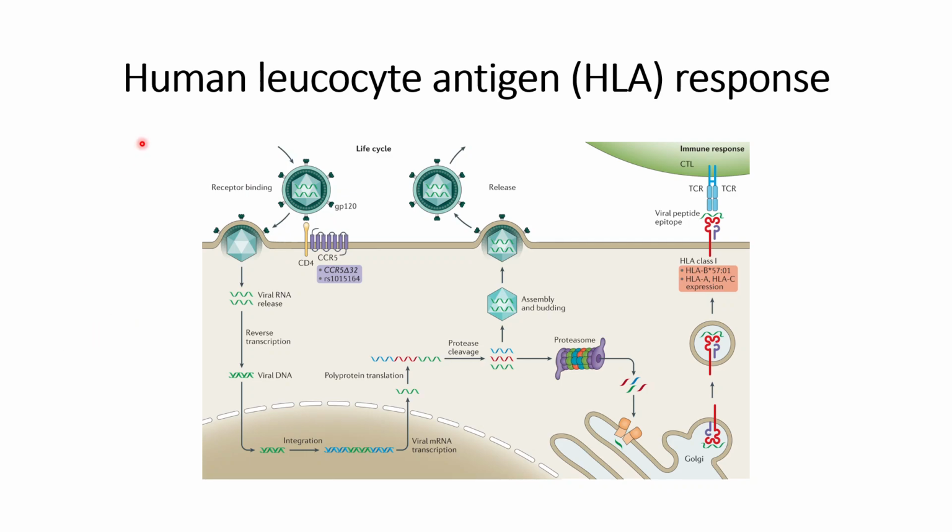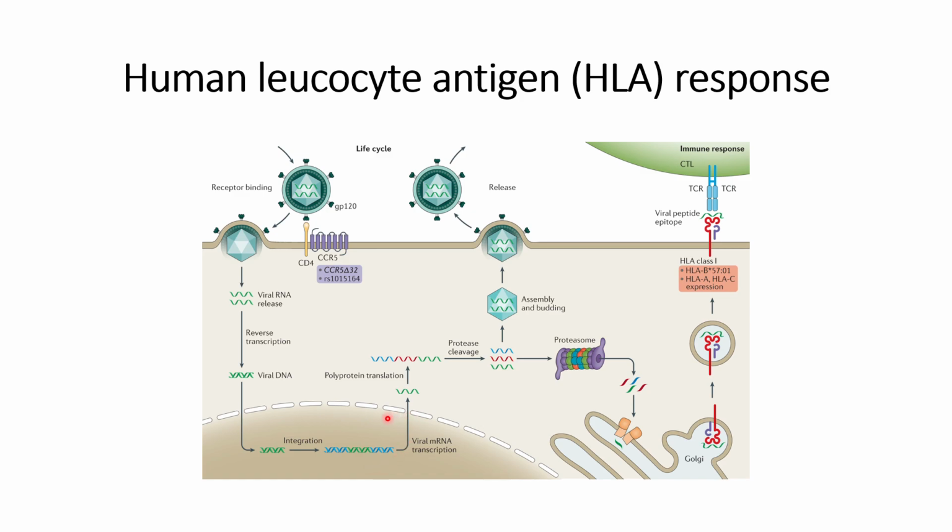In this video we will discuss the HIV immune response, that is, the human leukocyte antigen response. So let us start with how the HIV virus infects the cells. It infects the cells that have CD4 plus and CCR5 receptors, and after endocytosis, viral RNA is released, and with the help of reverse transcription, it is converted into DNA, and then it is integrated into the host genome.